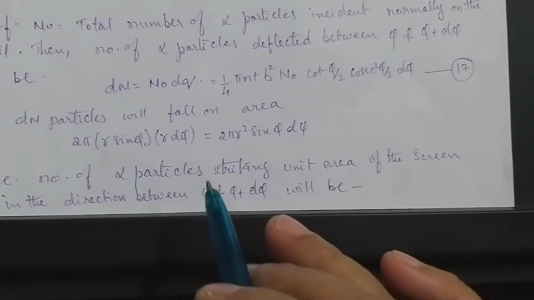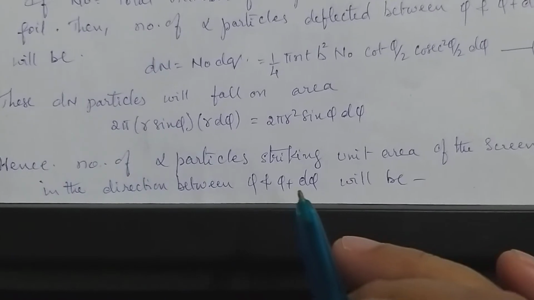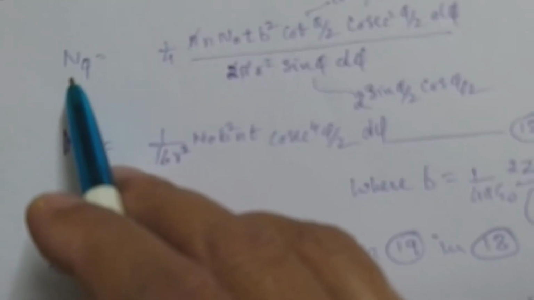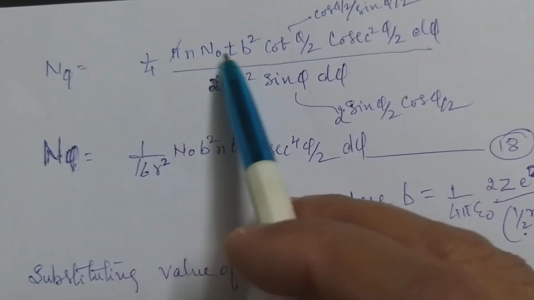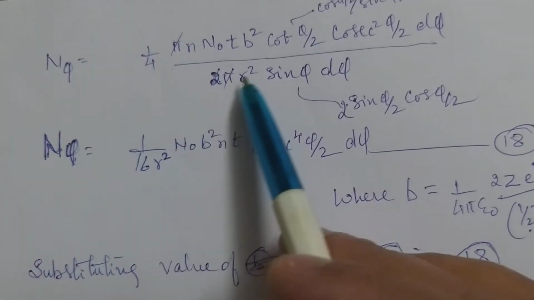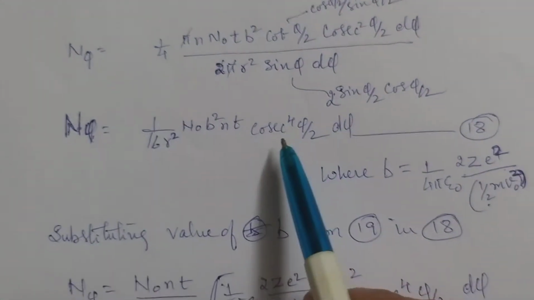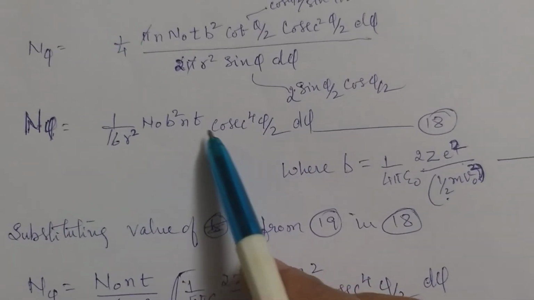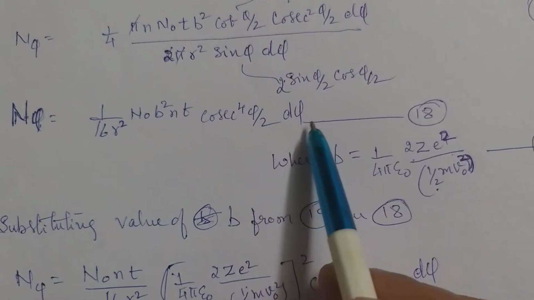Hence the number of alpha particles striking unit area of the screen in the direction between phi and phi plus d phi will be, but unit area means divided by area. We have taken the total number of particles incident divided by the area, and after calculation it comes to be 1 by 16 r square n0 b square n t cosecant to the power 4 phi by 2 d phi.